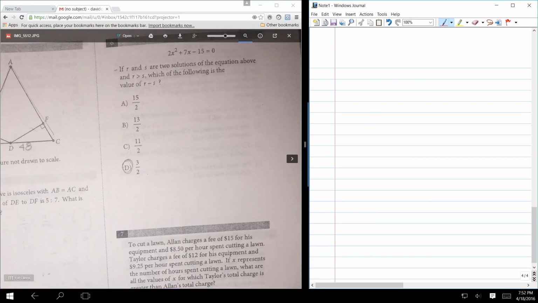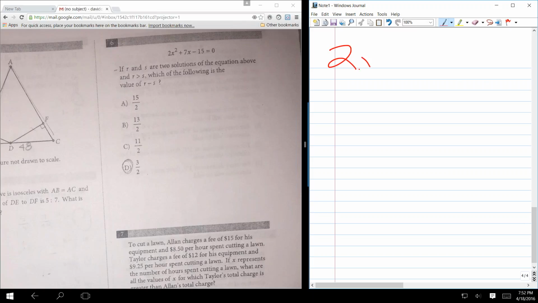All right. This says if r and s are two solutions of the equation above and r is greater than s, which of the following is the value of r minus s? Well, the first thing we need to do is solve that equation. It's a quadratic. Let's solve it, and then we'll deal with all their other stuff.